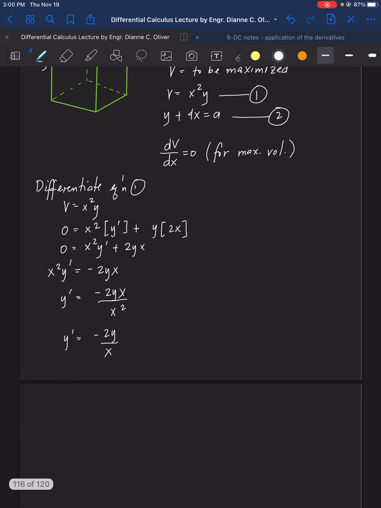Okay, next is to differentiate equation 2, which is y plus 4x is equal to A. This is y prime plus 4 equals 0, since A is constant, 0.